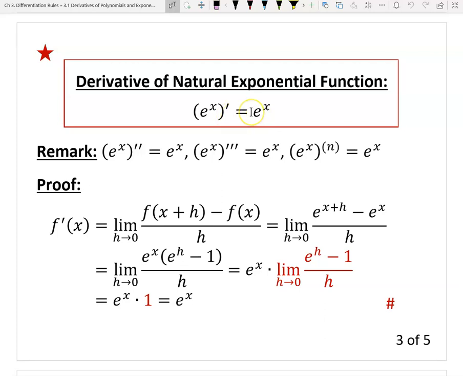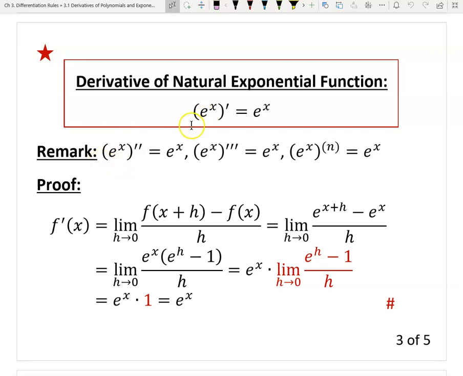If we have this rule, there is one thing I have to show you in the future. If any function's derivative equals itself, the only choice for that function is the natural exponential function. That's a very strong result. In the future, when you learn differential equations, we are going to show you. And in Calculus 2, you will also learn that result.